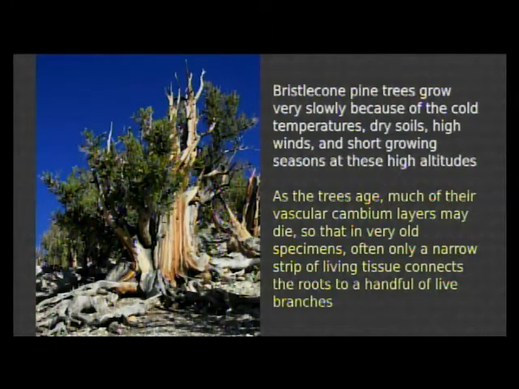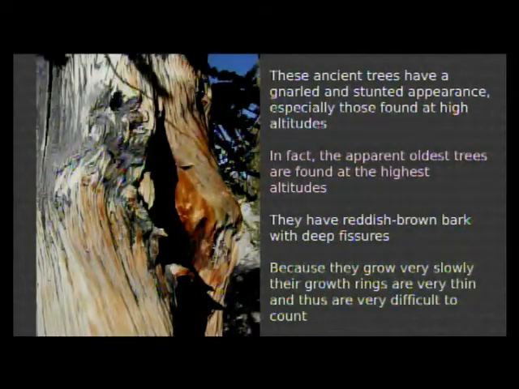As the trees age, much of their vascular tissue dies, so that in very old specimens, only a very narrow strip of living tissue connects the roots to a handful of live branches, as you can see in that photograph there. The tree looks half dead, and it is half dead. These ancient trees have a gnarled and stunted appearance, especially those found at high altitudes. In fact, the apparent oldest trees are found at the highest altitudes.